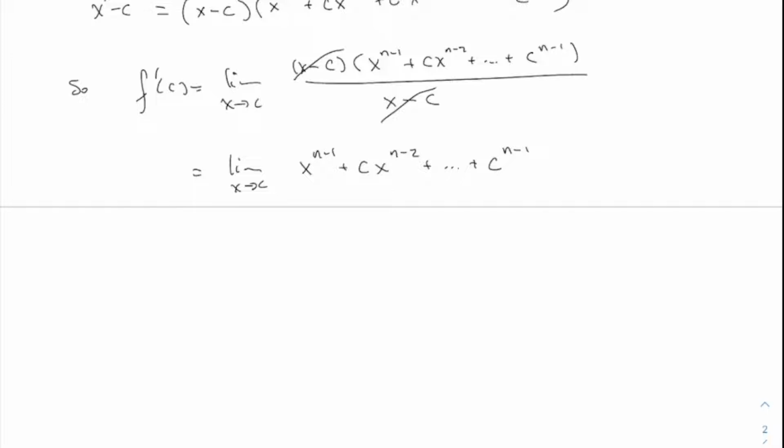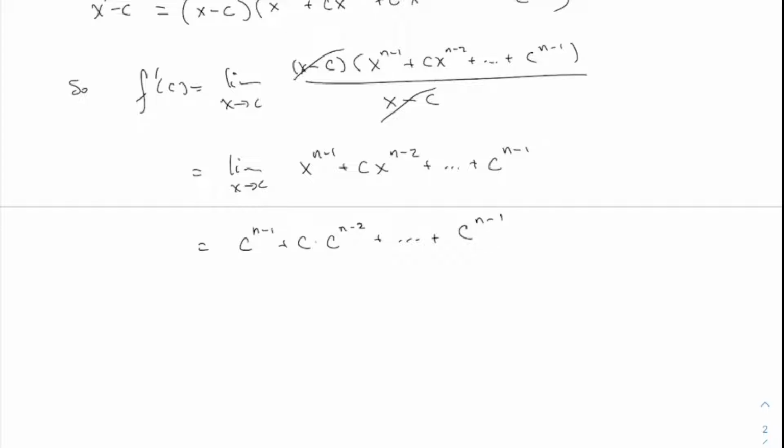You should worry if there's a 0 in a denominator or some funny business like that, but there's no funny business here, right? It's just powers of x. Since powers of x are continuous functions, you can do the limit by just plugging in the limit value, which is c. So I am going to plug c in for x wherever I see it. I'm doing the limit, so don't write lim anymore. Plug in c instead of x: c to the n minus 1 plus c times c to the n minus 2 plus, and so on, plus c to the n minus 1.